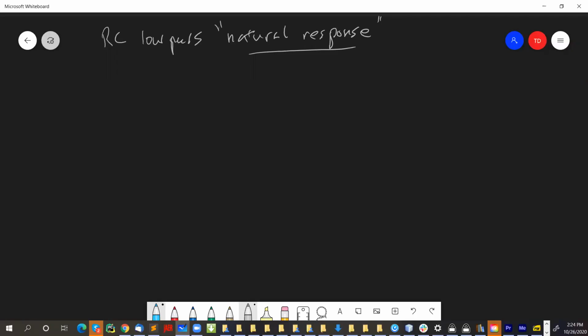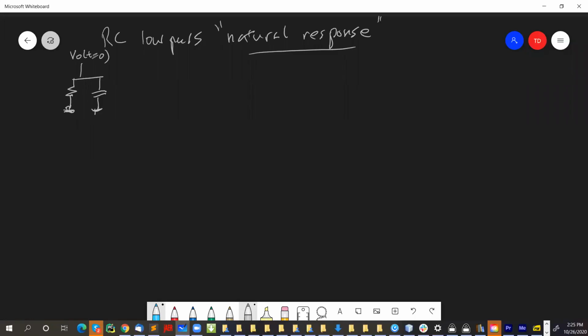So to compute the natural response of this thing, we're going to rewrite this RC low pass filter as a resistor in parallel with the capacitor, both tied to ground. And now we're going to start out with the voltage V0 here at t equals 0.